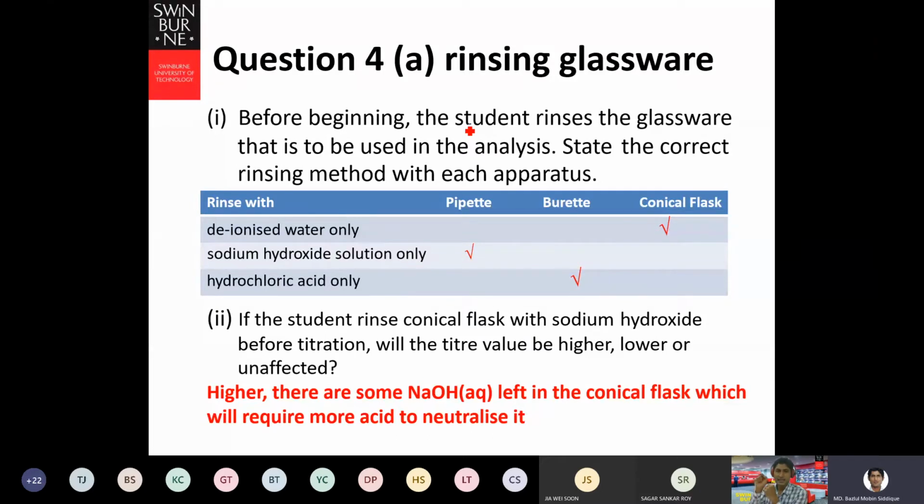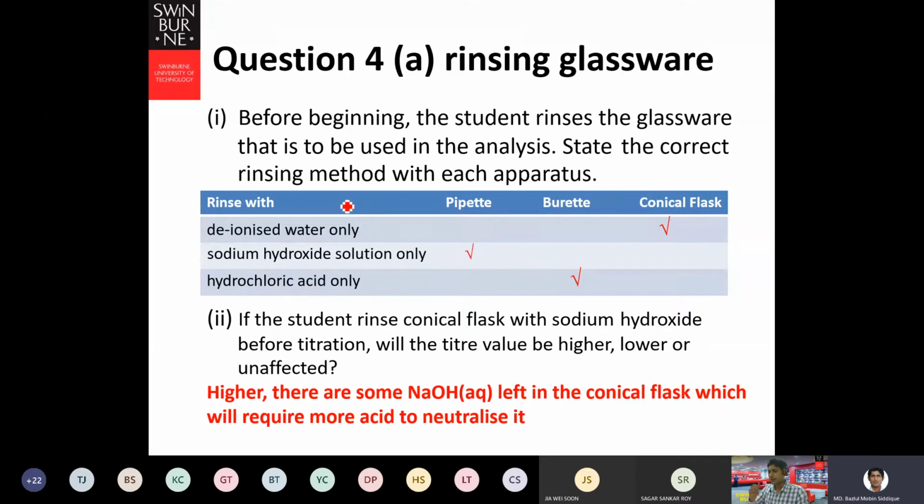For this case, rinsing the glassware, if we are doing the titration with sodium hydroxide and HCl, just like experiment one we did, ethanoic acid and sodium hydroxide. In this case, it was asked, I mean, considered. But the ideal practice is we rinse it with tap water first, okay? Rather, we wash it with soap water first.